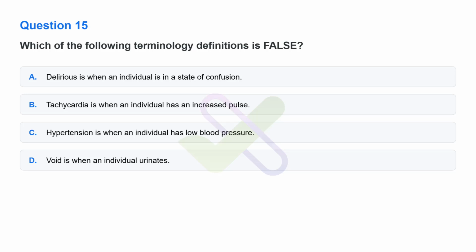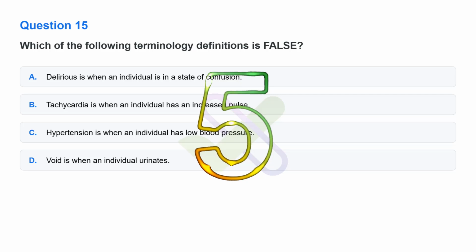Which of the following terminology definitions is false? A. Delirious is when an individual is in a state of confusion. B. Tachycardia is when an individual has an increased pulse. C. Hypertension is when an individual has low blood pressure. D. Void is when an individual urinates.